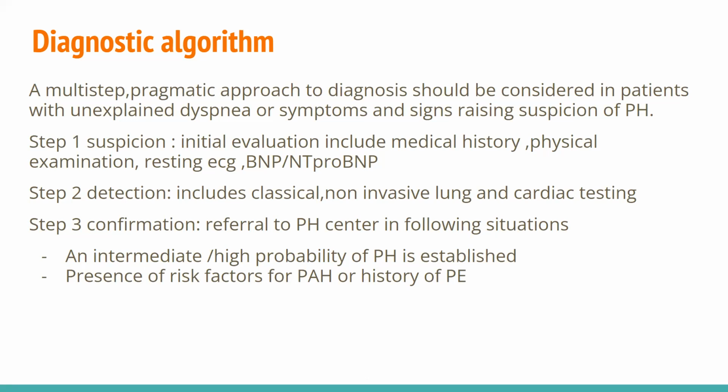Step 3 is confirming that the patient has pulmonary hypertension and referring them, if our center is not a pulmonary hypertension center, to a PH center. This applies in situations where an intermediate or high probability of PH is established, or risk factors of PH or pulmonary embolism are present.